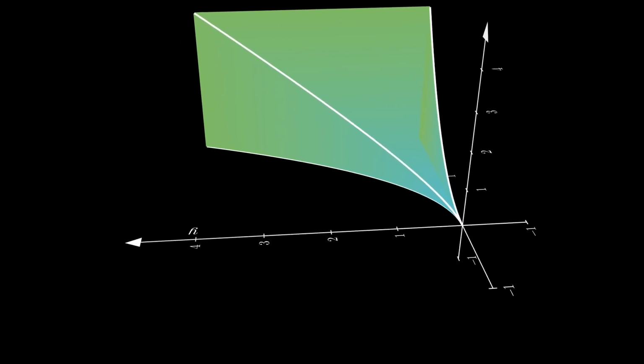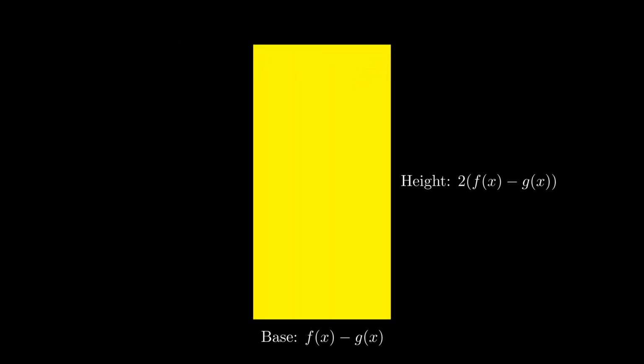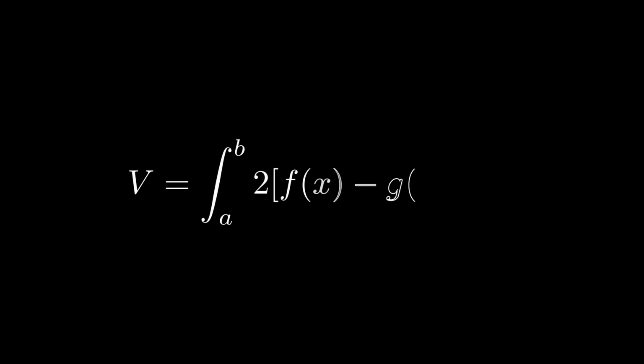Now I hope you like the animation. For a rectangle, I'm going to give you an example. So if the base is f of x minus g of x and the height is 2 times f of x minus g of x, then the area of this cross section can be represented as 2 times f of x minus g of x squared. And then the depth of each cross section, or the width of it, is dx. So we can multiply that to find the volume of each cross section, and then we can simply integrate this from a to b, our integration bounds, to find the total volume.